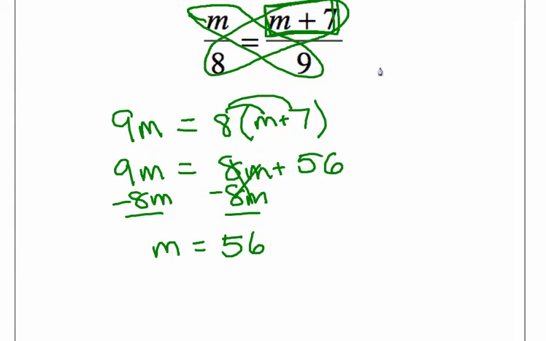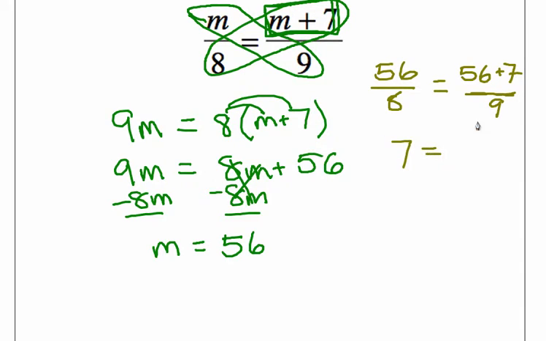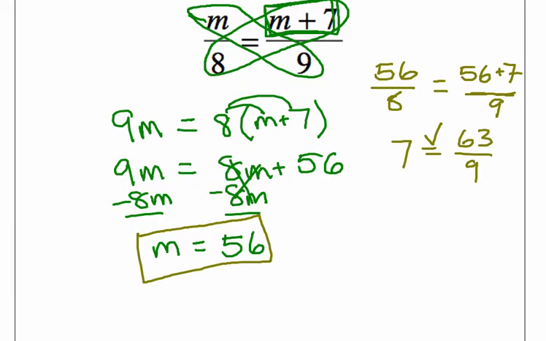Let's check our work here. That says that 56 divided by 8, 56 eighths, is equal to 56 plus 7 ninths. Well, 56 divided by 8 is 7. 56 plus 7 is 63, so 63 ninths. Well, is 63 divided by 9 equal to 7? Yes, that's true. So m equals 56 is our correct final answer.